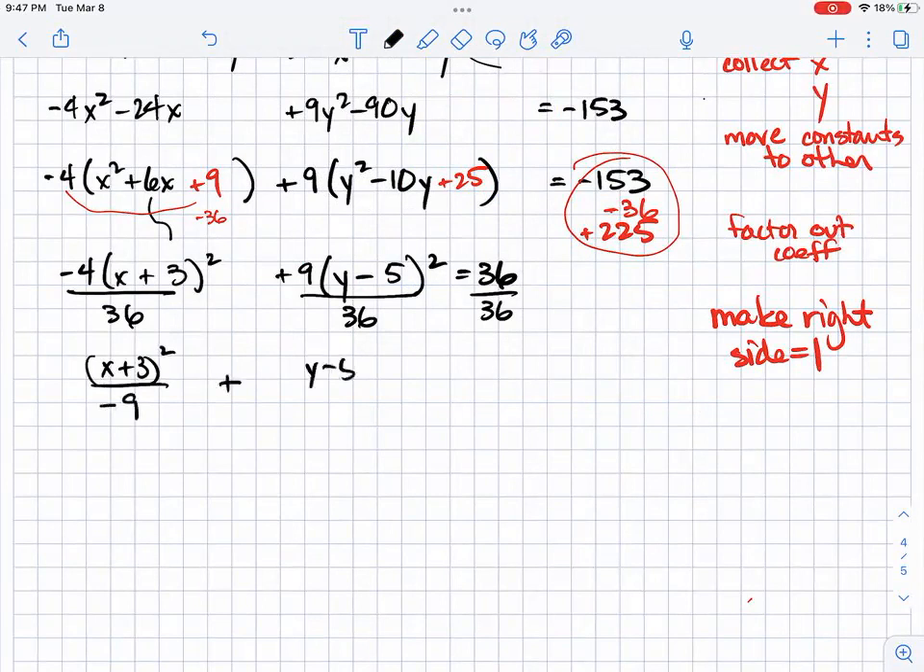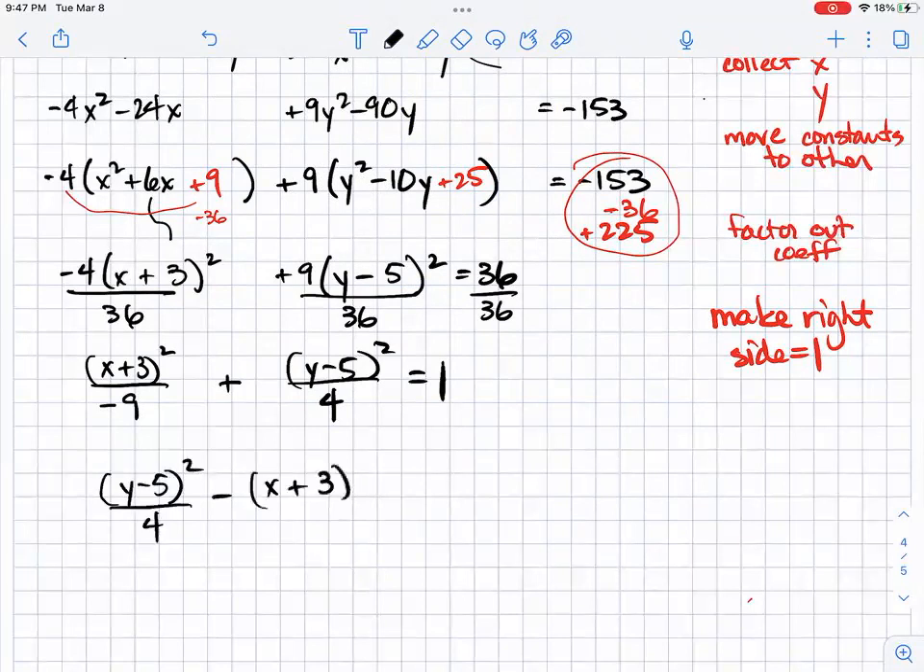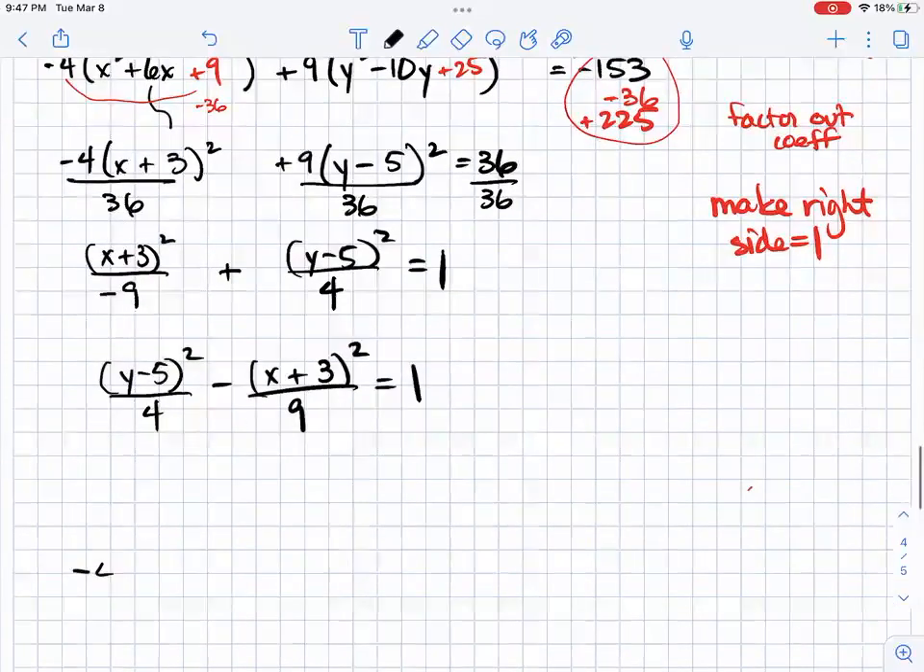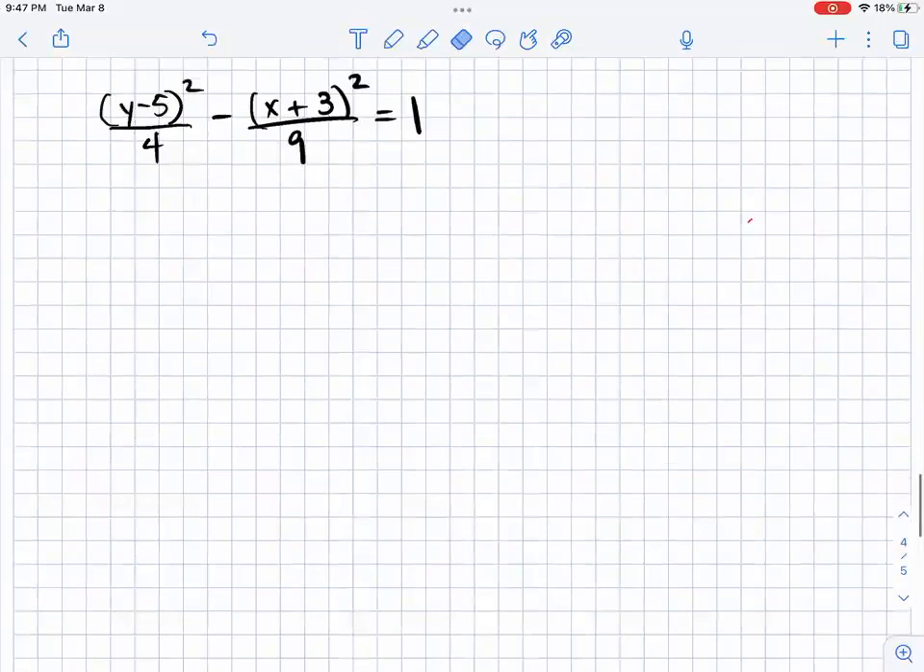And then simplifying, we end up with the x plus 3 quantity squared over a negative 9 plus y minus 5 squared over 4 is equal to 1. Putting the positive term first, we have the y minus 5 squared over 4 minus x plus 3 squared over 9. And that's a form that we can use.